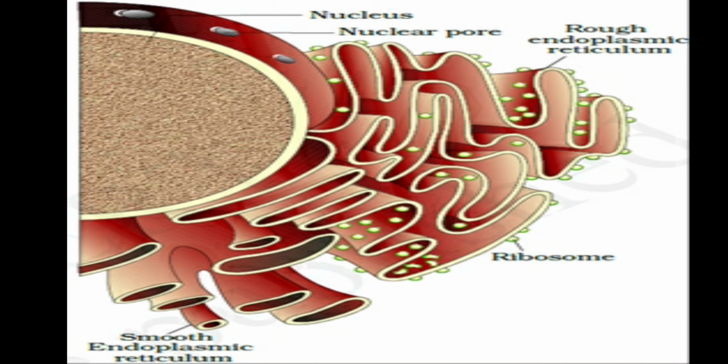Now, this is the nucleus, and along with the nucleus, the endoplasmic reticulum is present. So we are starting with the first cell organelle. The endoplasmic reticulum is a tiny tubular structure which is scattered in the cytoplasm.